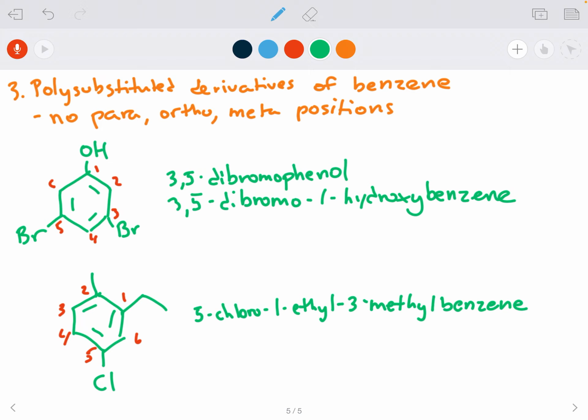Now, you will see in future videos we can have aromatic compounds that aren't benzenes, so we'll talk more about that once we move on to those compounds.